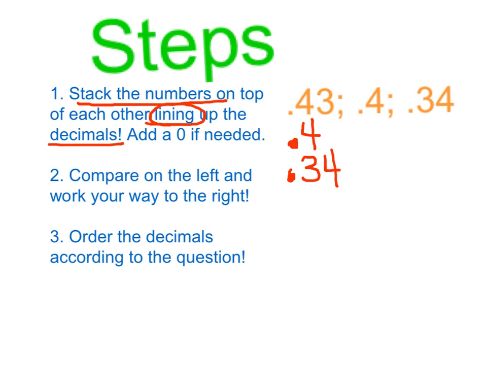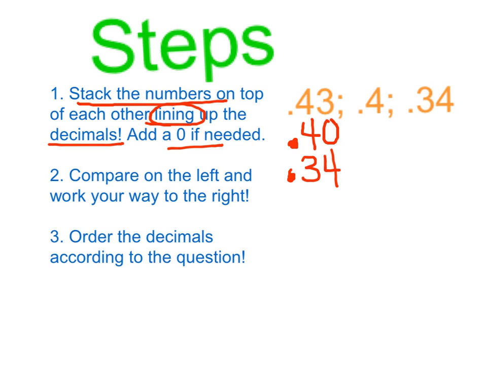Now, it says to add a 0 if I need to. Well, I don't have the same number of digits, so I'm going to add a 0 right there. Now, remember that adding that 0 does not change the value. It's still 4 tenths. I can just read it now as 40 hundredths, but it's the same thing.